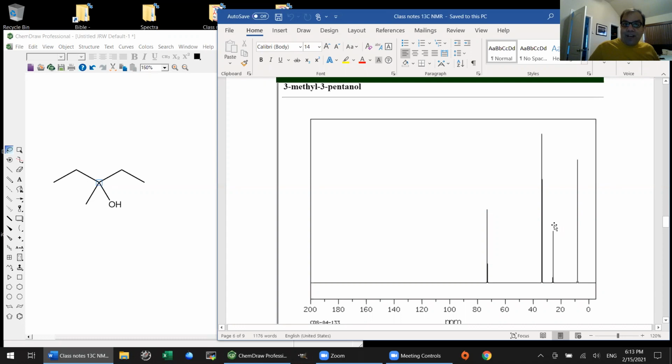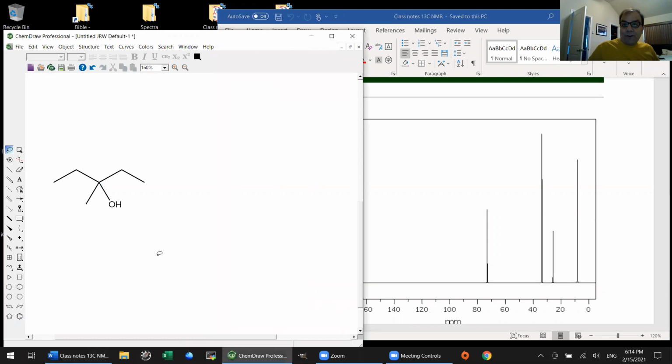I don't know that I'd bet the farm on that, though it is typical for taller peaks to correspond to those that there are more of. So I would expect that the 2 peaks here, at least my best guess would be, correspond to the methyl and the CH2 in the ethyl group, with the CH2 being closer to the oxygen, so it should be further downfield, the methyl group further upfield. And then perhaps this shorter peak here is the methyl group over here. So that's one thing we notice.